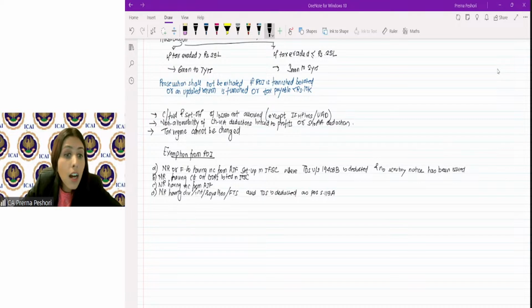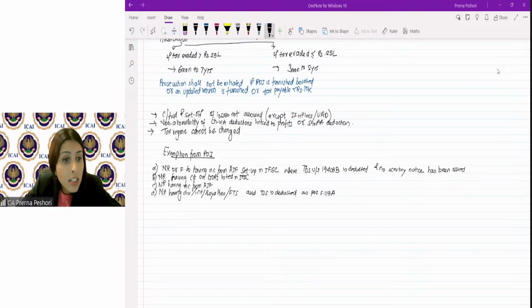These exemptions are given specifically for the non-resident from filing the return of income. Are we clear? So these are given to the non-resident and not to all the assessee or any other assessee. These are not given to any other assessee. These are only given to the non-residents. Be very clear about it. Are we clear? What are the other or who are the other taxpayers who are not required to furnish?